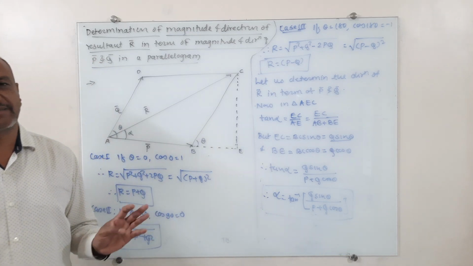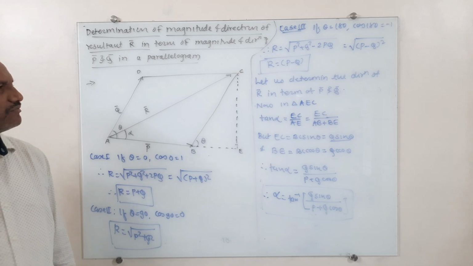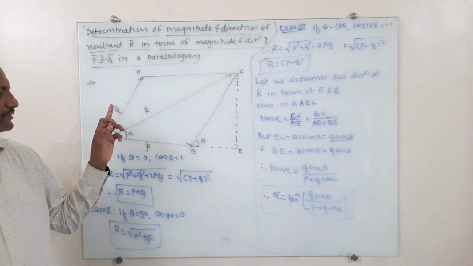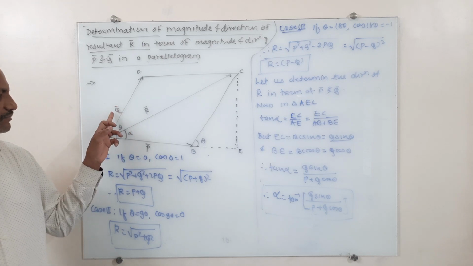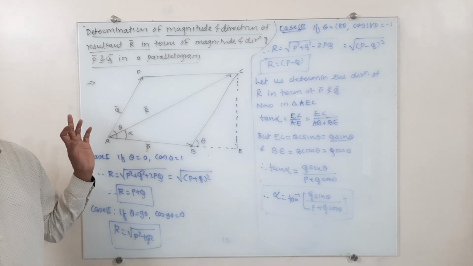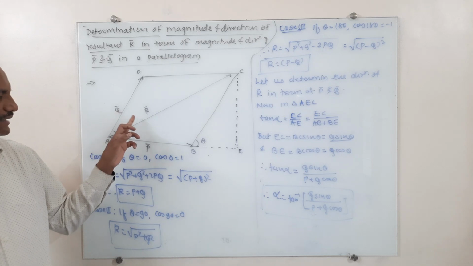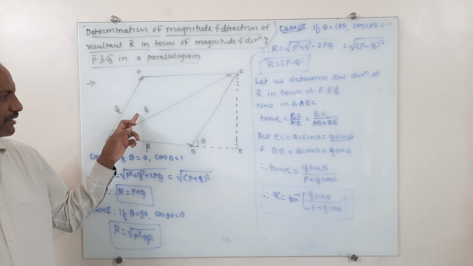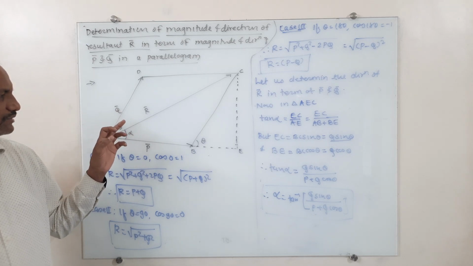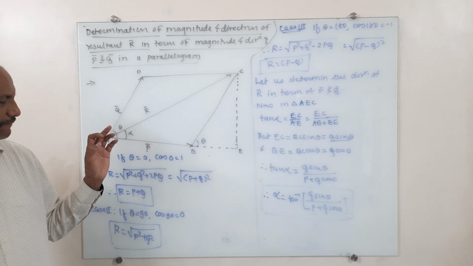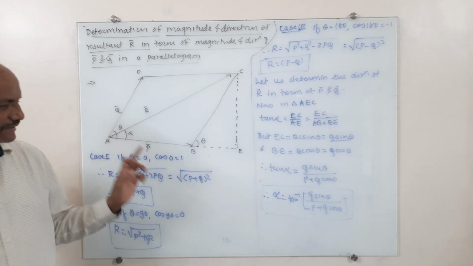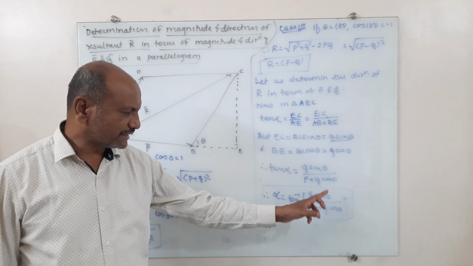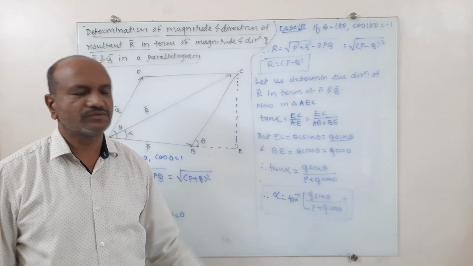In this way, we determine magnitude and direction of resultant vector R bar in term of P bar and Q bar. In term of magnitude, R is equal to what? Under root P square plus Q square plus twice PQ cos theta. And in direction, alpha is equal to tan inverse Q sin theta upon P plus Q cos theta.